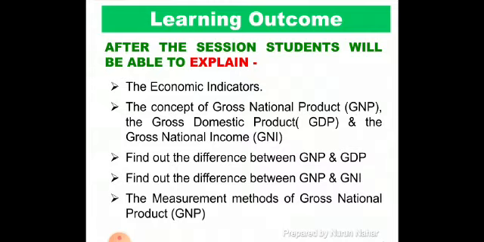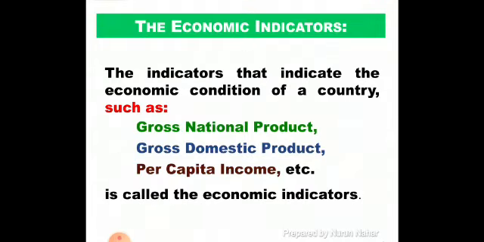Let's start the class. What is economic indicators? My dear students, the indicators that indicate the economic condition of a country, such as gross national product, gross domestic product, per capita income, etc., are called the economic indicators. So these three things are regarded as the economic indicators.